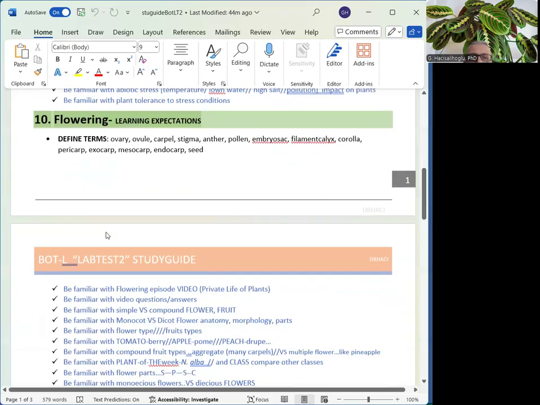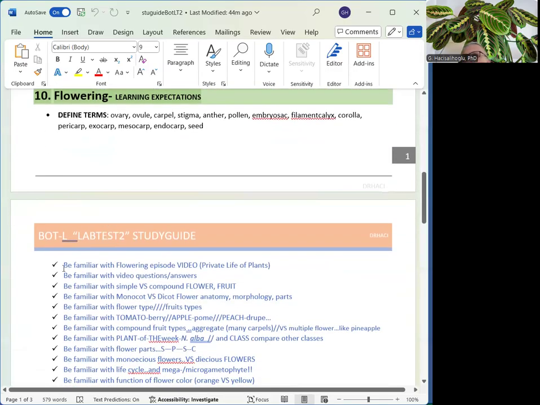Flowering: basically, the flower is one of the latest organs that evolved in plants, in the last 145 million years. So you need to be familiar with the parts of a flower, SPSC, right? Sepal, petal, stamen, carpel. Make sure you know which is which, and their singular and plural names. Where are the pollens? Pollen grain, very, very important. There is a little video and question answers here.